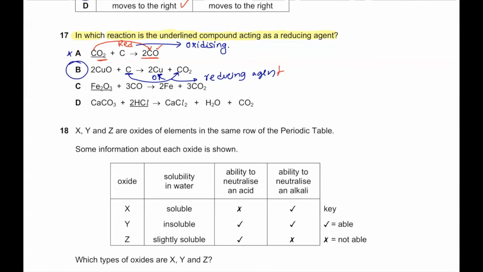In Fe2O3, the iron is going from iron oxide to iron. Going from iron oxide to iron is a loss of oxygen. That means it is reduction itself. Then calcium carbonate reacts with HCl to produce calcium chloride, H2O and CO2. Guys, in a chemical reaction like this one, there is no change in oxidation number, because this is a neutralization reaction between a carbonate and an acid, so it cannot be judged as a redox reaction. So 17B is the correct answer.